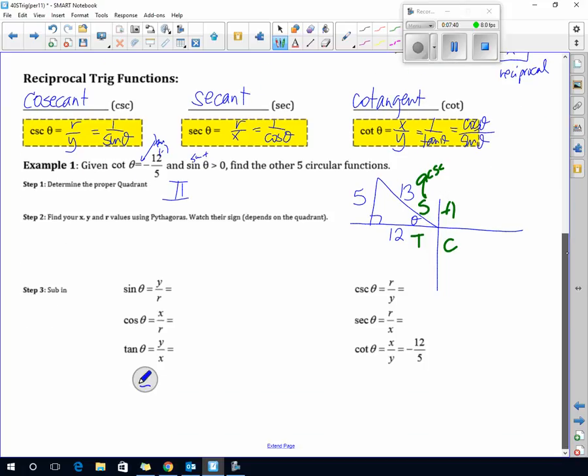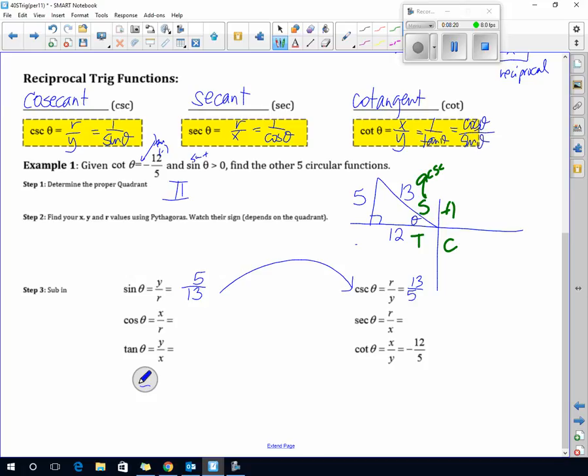So, going back to example 1 here. Now that I have the 3 sides of my triangle, my sine theta is y divided by r. So that is 5 over 13. And is it positive or negative? Positive. So now I'm going to go to the reciprocal function, cosecant. If sine theta is 5 over 13, cosecant is going to be 13 over 5. And it's also going to be positive.